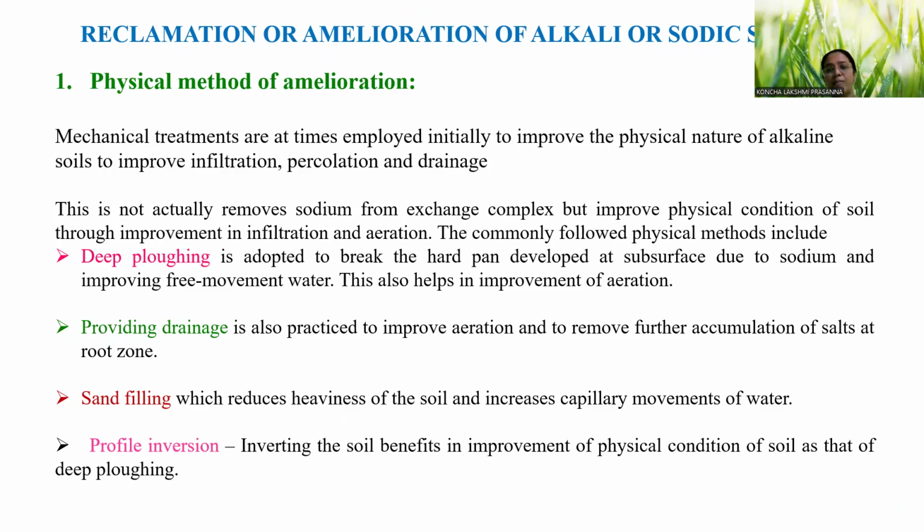The physical methods of amelioration include deep ploughing. Deep ploughing is generally done in order to break the subsurface hard pans. When the breakage of the subsurface hard pans is done, there is free movement of water. When there is proper free movement of water, it helps to improve the soil aeration and the soil drainage. Providing drainage: when the proper drainage condition is maintained, then there is proper soil aeration and also a good infiltration rate at the root zone depth of the soil.